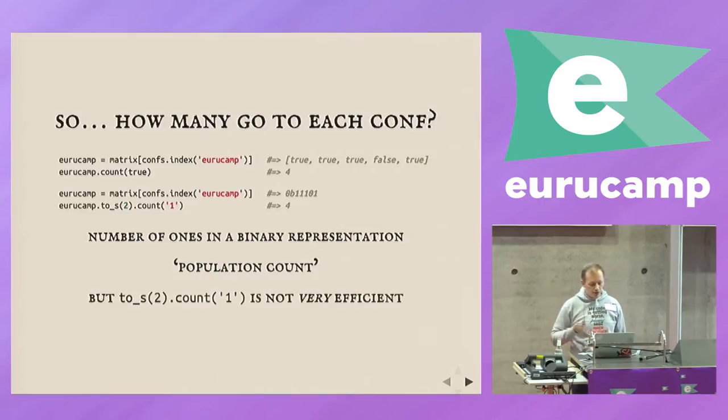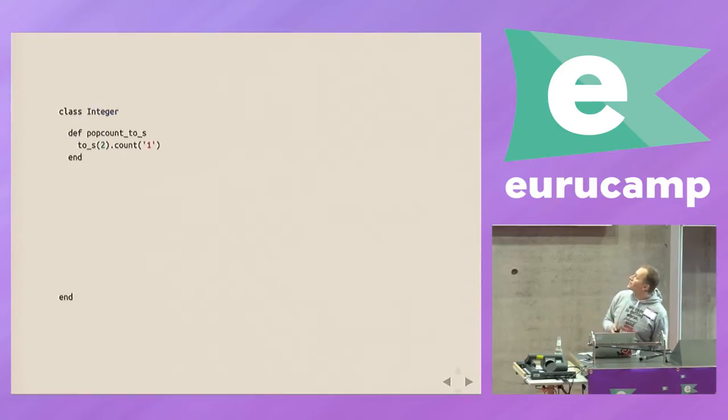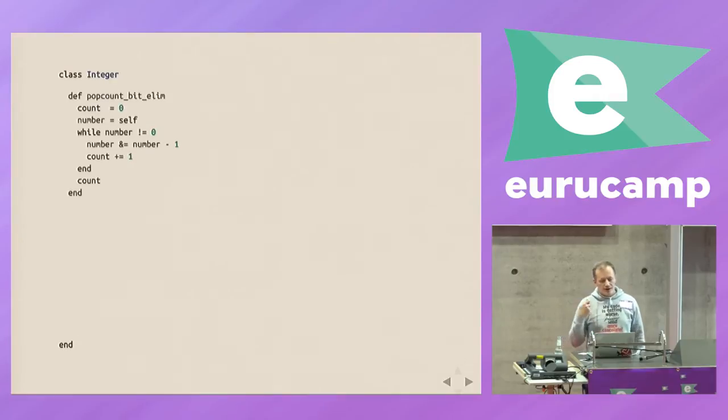This is called population count. And there are even better ways of counting population counts. Let's monkey patch the Integer class. And let's add the pop_count_to_s, our basic, probably the simplest implementation that we can have. We can do better. We can actually go through the number, shift it one bit to the right, and check whether the rightmost bit after shifting is 1 or 0. We can do even better. We can have this implementation. I won't go into details here. It's maybe more efficient.